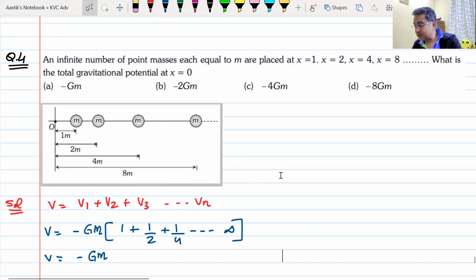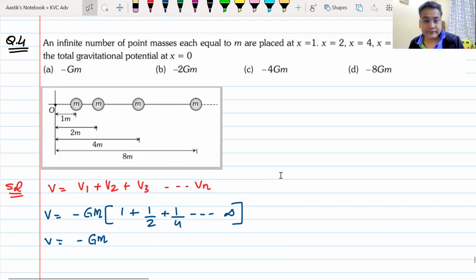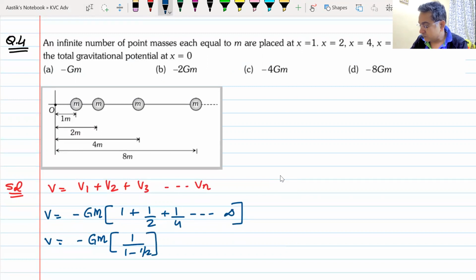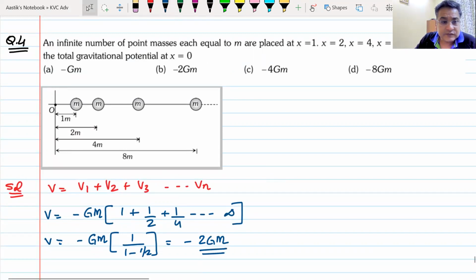Don't know the value of an infinite GP? It is 1 upon 1 minus 1/2. It should not have taken so much time. Minus 2 GM would be the answer, beta. That is exactly where we wanted the answer.